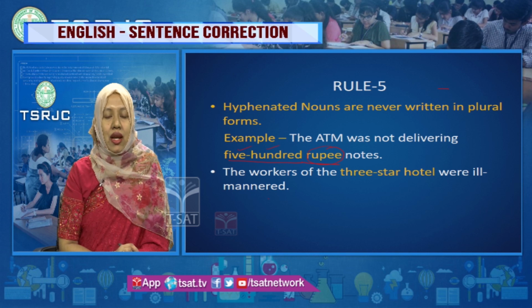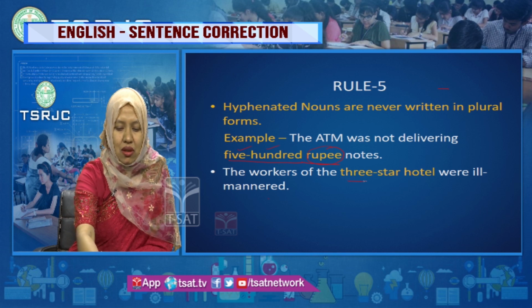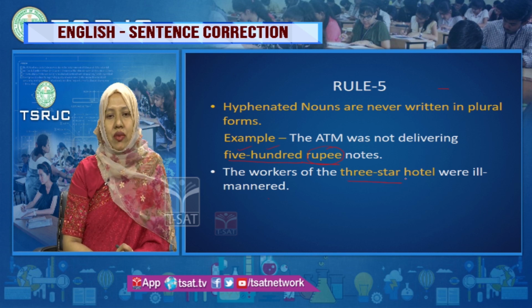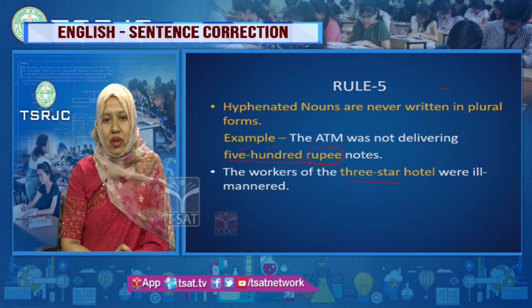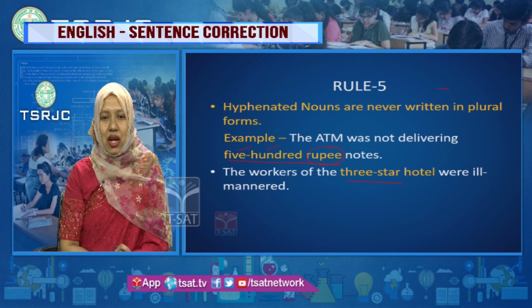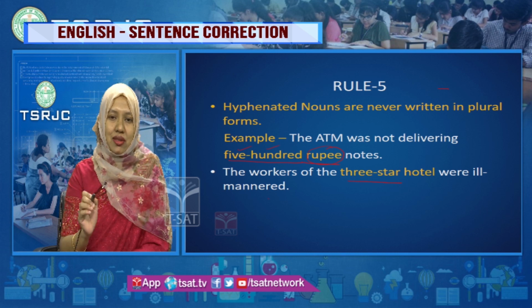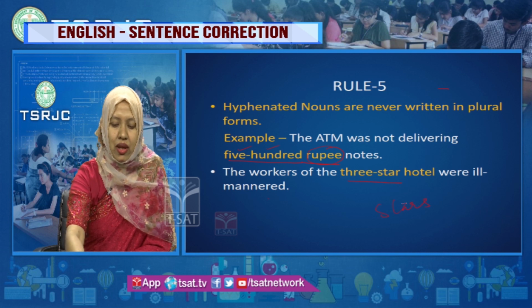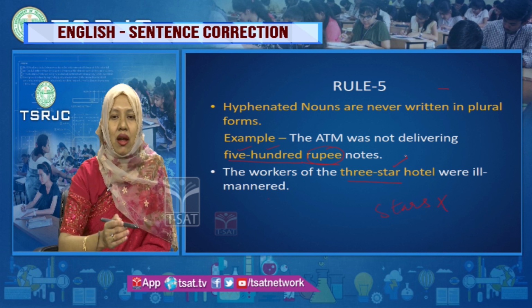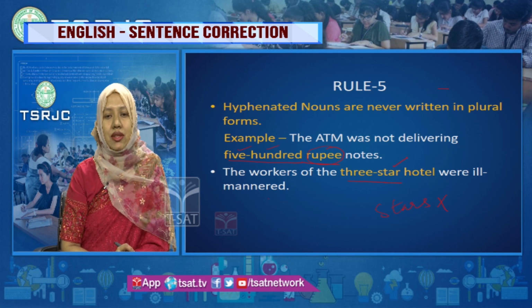Next, if you look at another example, the workers of the 3-star hotel were ill-mannered. Again in this example, there is a phrase which is hyphenated. 3 and star. We are referring to the hotel, 3-star hotel. We don't say 3 stars hotel just because the number 3 is there. 3 stars is wrong. 3-star hotel we should say. We should never say 3 stars. The workers of the 3-star hotel were ill-mannered.